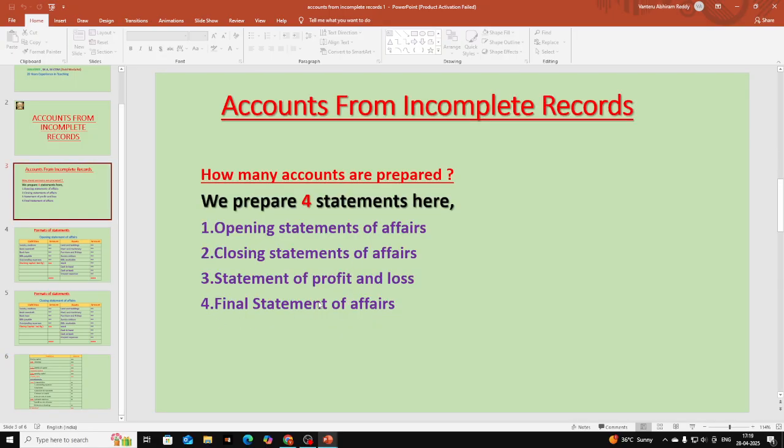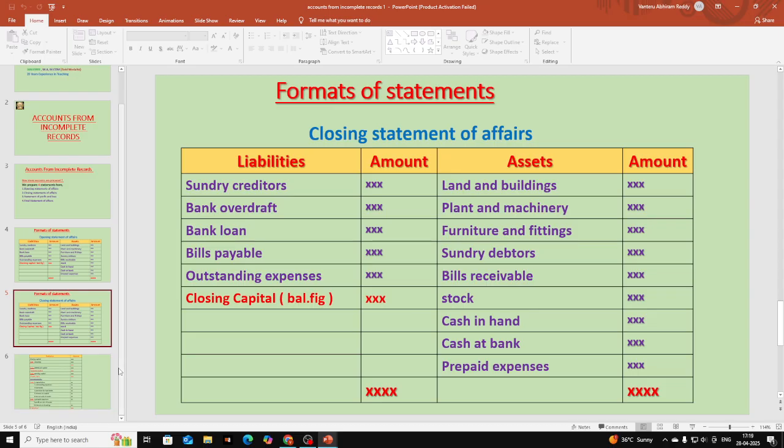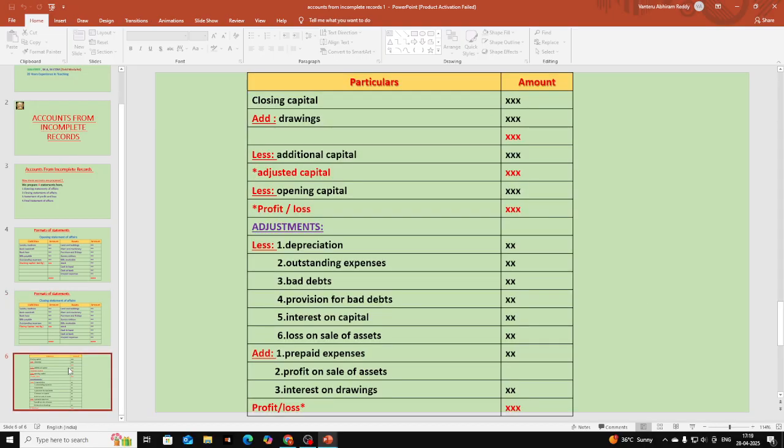Okay, and the fourth statement. Here I told that the last one is the final statement of affairs. There is no format for that. Statement of affairs means balance sheet. We prepare it in the similar way as we prepared the opening statement and closing statement, but we take the assets and liabilities given in the question, and with the help of that we prepare the final statement of affairs, but along with adjustments. I will discuss that whenever I discuss any question and its solution. There I will explain how to do the final statement of affairs. Hope this is clear, students.